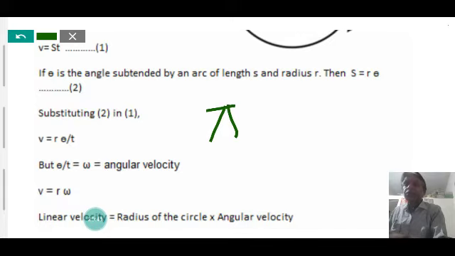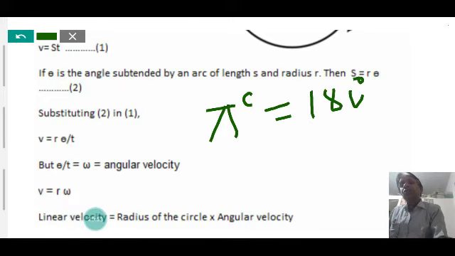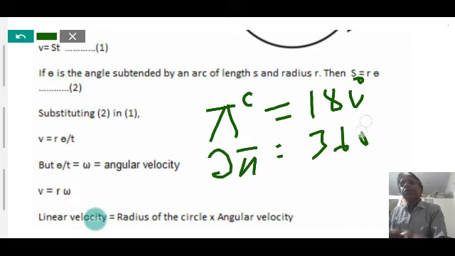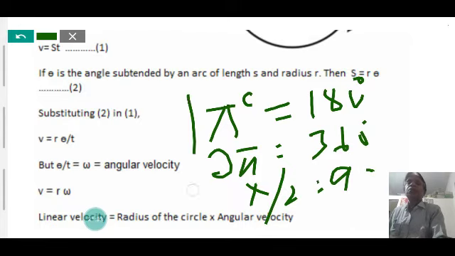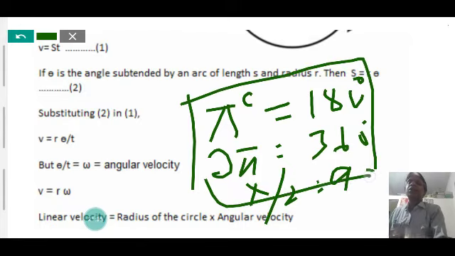Nowadays the unit is not always given, but if pi is written, it is measured in radian. Pi is equal to 180 degree. Twice pi is equal to 360 degree. Similarly, pi by 2 radian is equal to 90 degree. These are the correlations between the radian and degree measure.